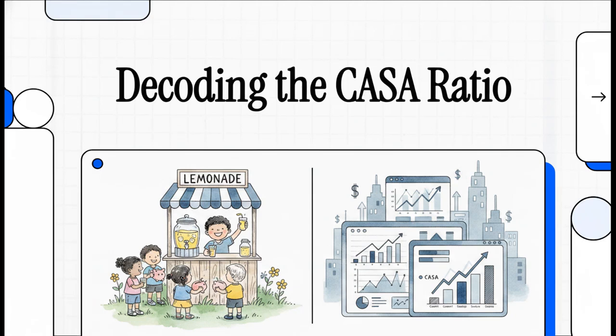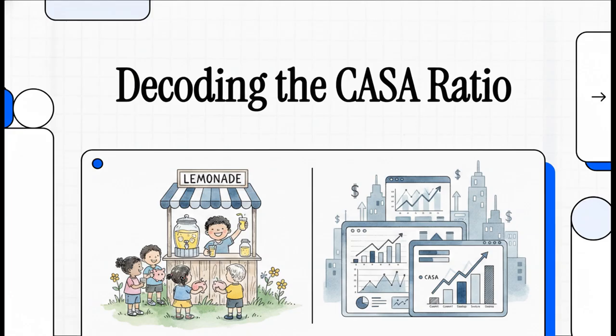All right, welcome to this explainer. Today, we're cracking open what is honestly one of the absolute most important metrics in the entire banking world, the CASA ratio. Now, if you've ever stared at a bank's earnings report and just felt totally lost in this massive sea of acronyms, don't worry. We've all been there. We're going to completely demystify this crucial metric today using a really fun dual lens framework.